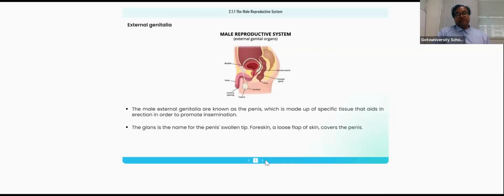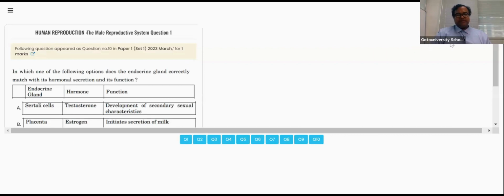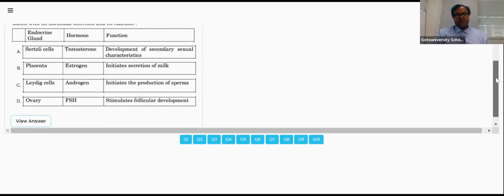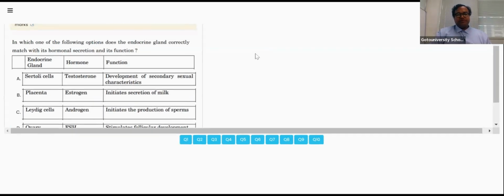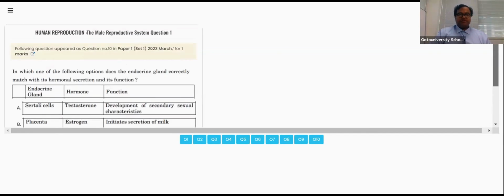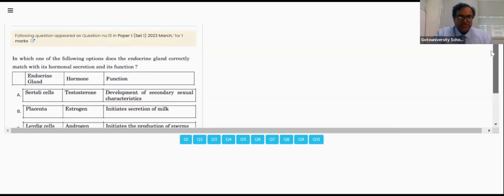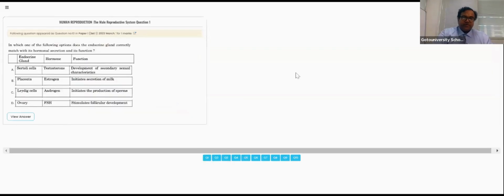Now we are entering into the next important segment. We know very well the previous years' board question papers discussion is very, very important, right? In which of the following options do the endocrine glands correctly match with the hormone secretions and functions? This question they asked in March 2023. Here, if you're talking about Sertoli cells, testosterone, placenta, estrogen, Leydig cells, androgen. So Leydig cell, androgen is correct. Here, if you're talking about testosterone, estrogen and ovarian, among all these things we need to choose which one is correct exactly.